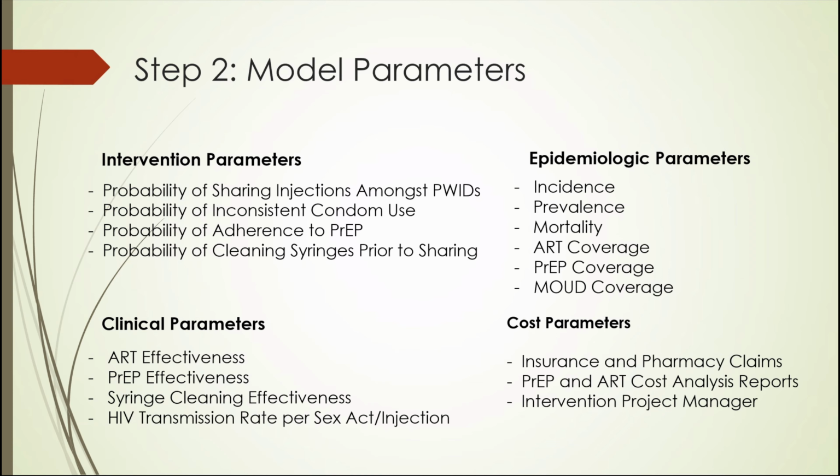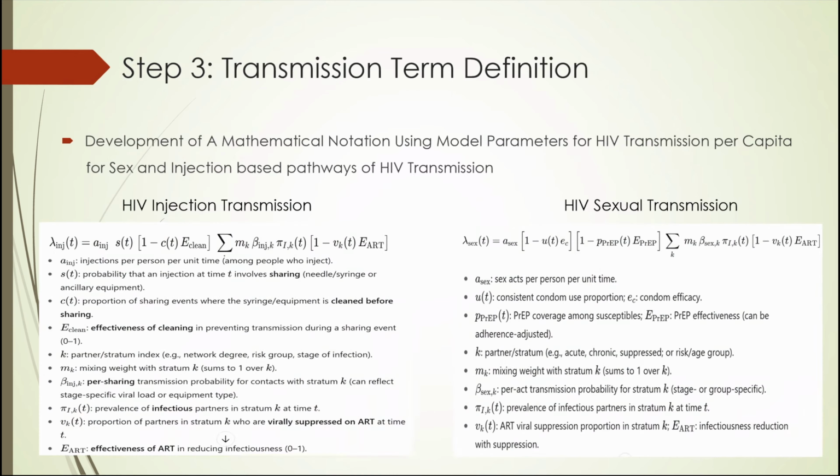We had clinical parameters that we needed to extract from literature, such as ART effectiveness, PrEP effectiveness, syringe cleaning effectiveness, and HIV transmission rate per sexual act or injection. For epidemiologic parameters, we used epidemiologic data sets, such as incidence, prevalence, and mortality, also for ART, PrEP, and MOUD coverage. For the cost parameters, we used insurance and pharmacy claims, also PrEP and ART cost analysis reports, and we asked the project manager of the intervention to come up with financial sheets for the costs of interventions.